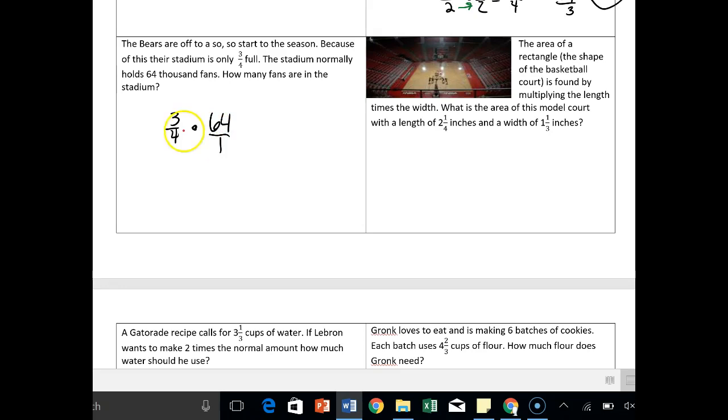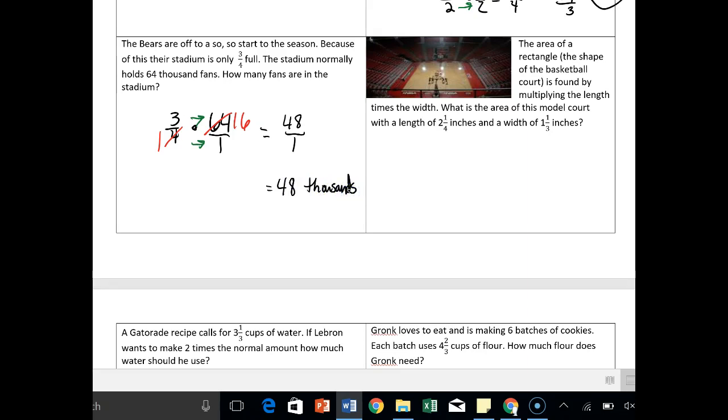You can actually cross-cancel the 4 and 64. So 4 divided by 4 is 1. 64 divided by 4 is 16. So then we go straight across, and we get our answer of 3 times 16 is 48 over 1. So that means we had 48,000 fans in the stadium. Since they're just kind of so-so, they're 1 and 2, right?